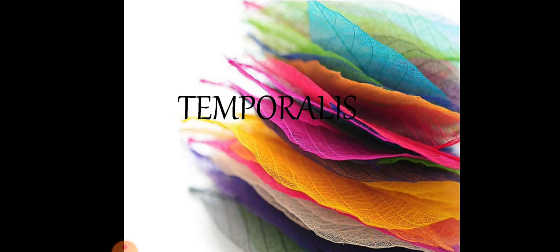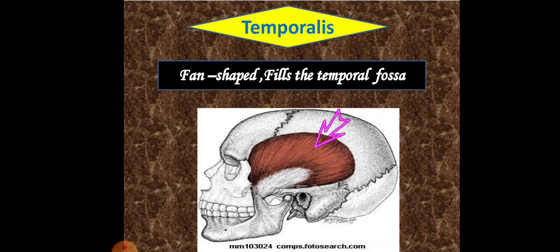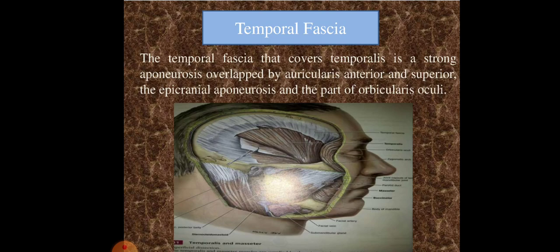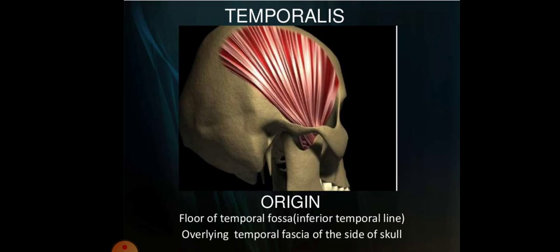Then the second muscle of mastication is the temporalis. Temporalis is a fan-shaped muscle. It fills the temporal fossa. This arrowed mark is the temporalis muscle. Then the temporal fascia covers the temporalis muscle and it is a strong aponeurosis overlapped by the auricularis anterior and superior muscles, which are muscles of the ear, then the epicranial aponeurosis and part of orbicularis oculi. This is the temporalis muscle.